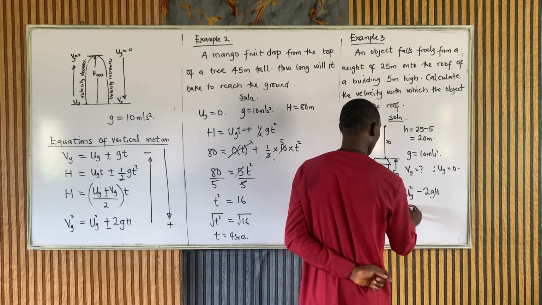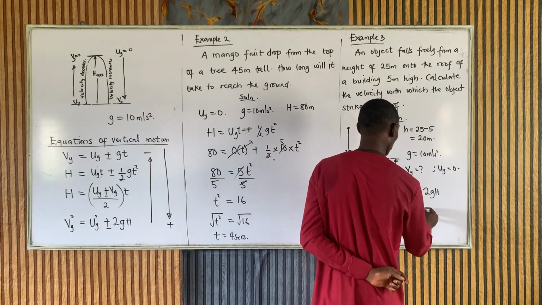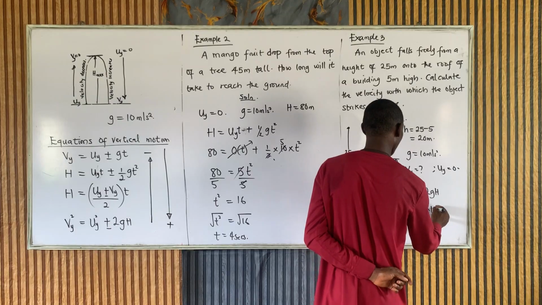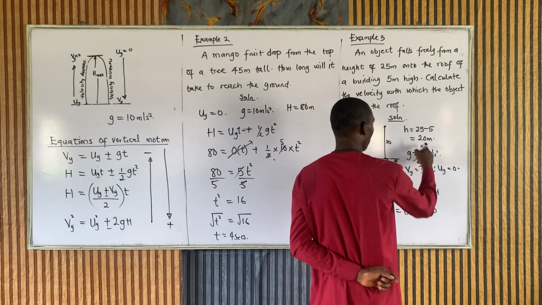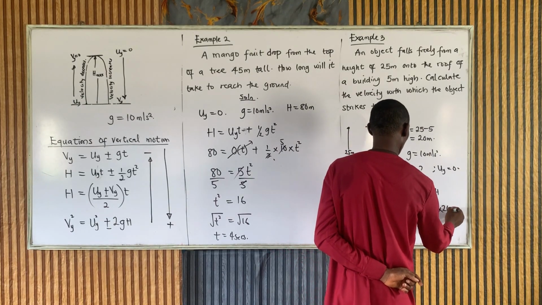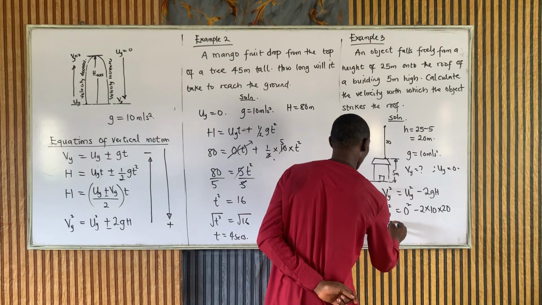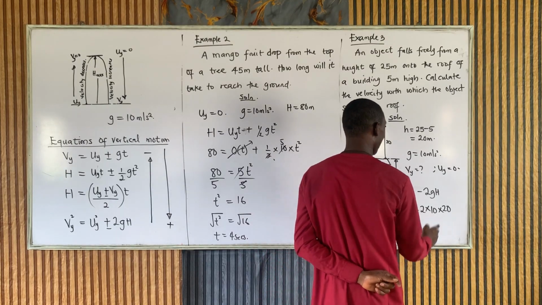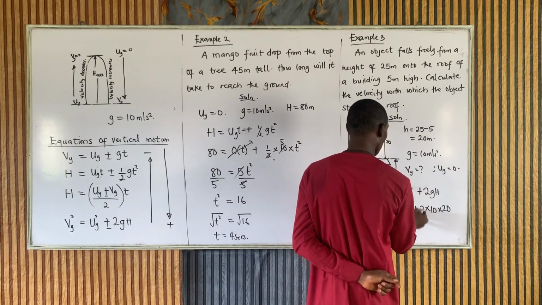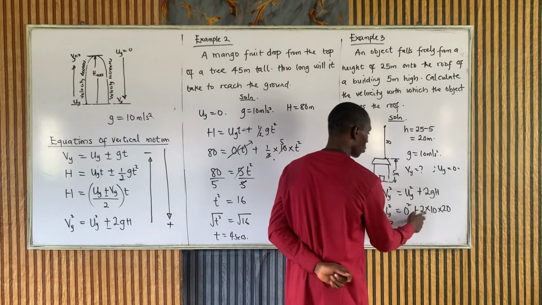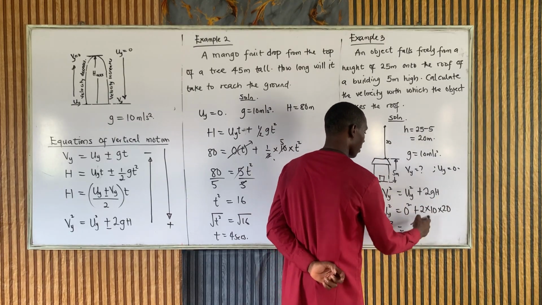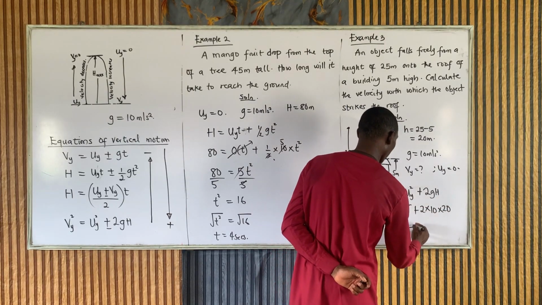Our U is 0, so 0 squared minus 2 times our g, 10, times the vertical distance covered, which is 20. So we can say Vy squared is equal to 2 times 10. This ought to be plus because it's falling downward. So 2 times 10 times 20, that will give us 400.